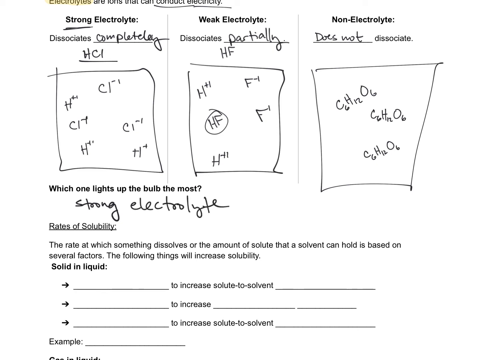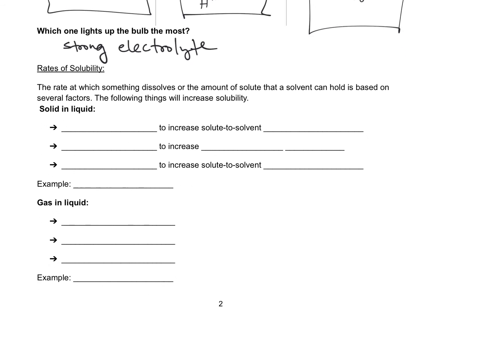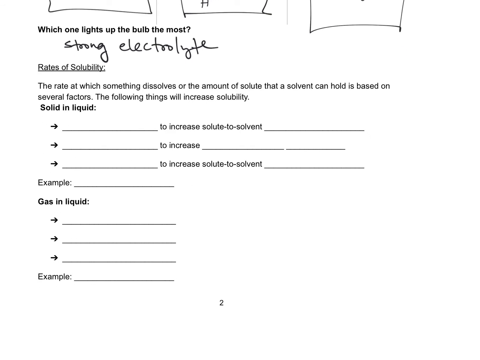Now, another thing we need to discuss with solutions and solubility is rates of solubility. So solvents can only dissolve solute so well. It can only hold so much solute, and the rate at which it can dissolve the solute is dependent on several things. So if you've ever tried to stir sugar into like cold sweet tea, you'll know that it doesn't dissolve super well. But there are certain things we can do to increase the solubility of a solid like sugar into a liquid like sweet tea.